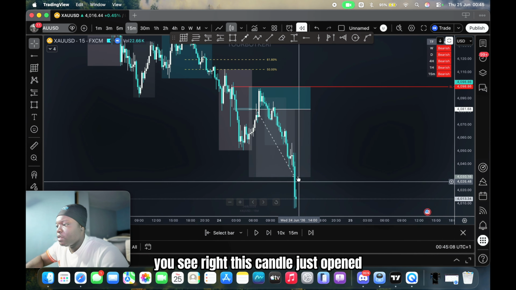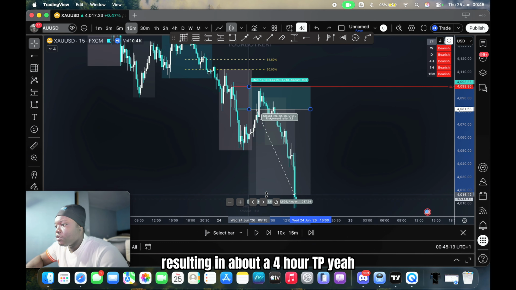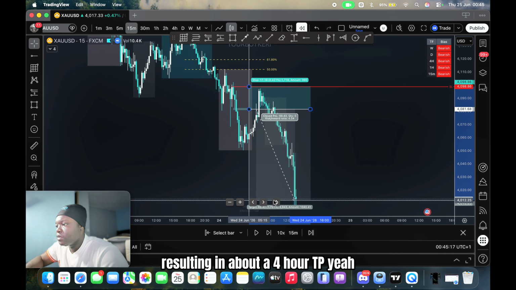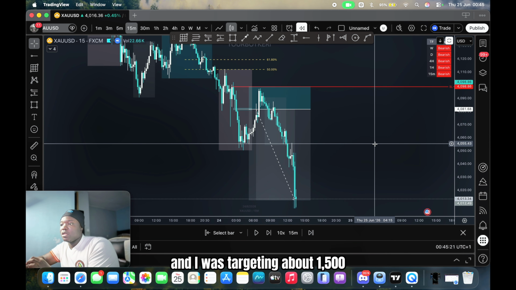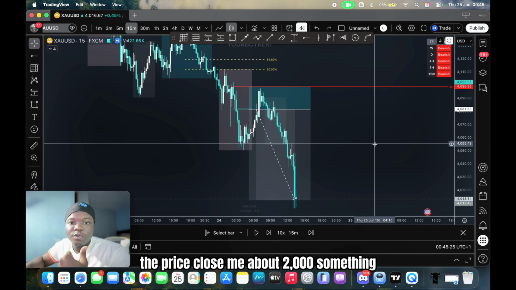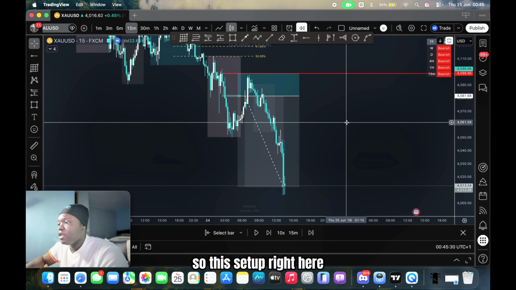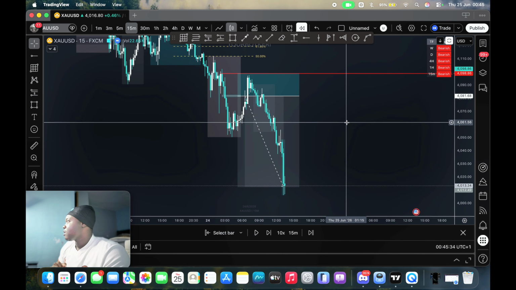You see, this candle just opened and blasted past the take profit, resulting in about a 4 TP. I was risking 500 on the trade and targeting about 1,500, but price closed me at 2,000-something, so it's a 4 plus setup. This setup right here passed me all of these other evaluations, and it's really a great thing.